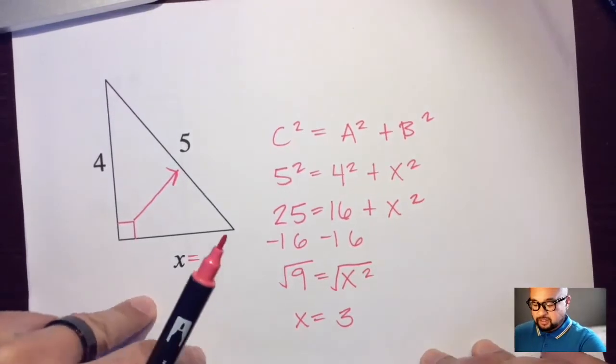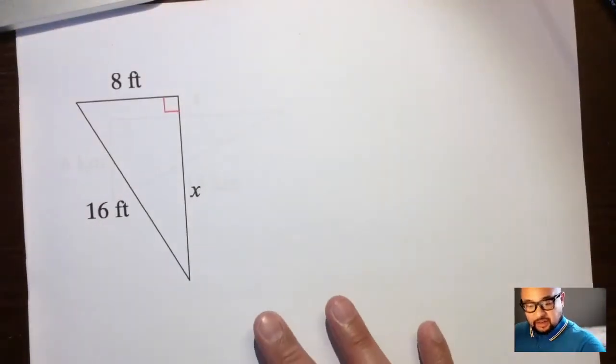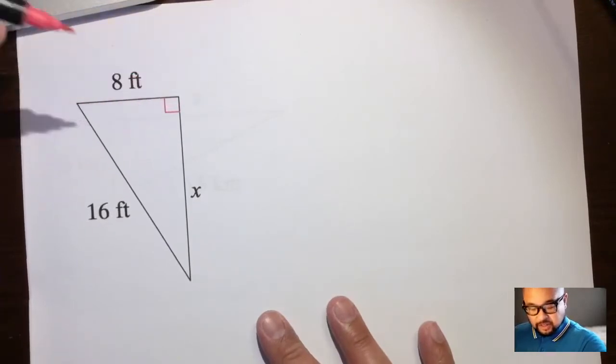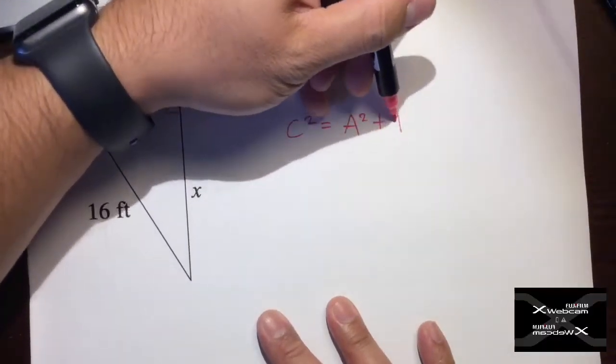All right, next example. Okay, we've got 16. We have a right triangle. We have the 16. We have the 8. We have the x. So c squared is equal to a squared plus b squared.